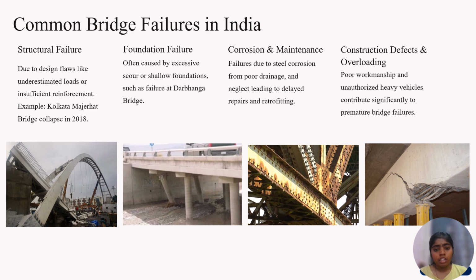Next we come to corrosion and maintenance. Failure due to steel corrosion from poor drainage and neglect, leading to delayed repairs and retrofitting. Corrosion and maintenance issues are most probably seen in truss bridges rather than other bridges, because steel is used in them. So corrosion and maintenance come up more there. Because of that, the bridge ultimately fails if there is no proper maintenance. Then construction defects and overloading: poor workmanship and unauthorized heavy vehicles contribute significantly to premature bridge failure. Yes, this also happens. When you observe a bridge very closely, you might see construction defects and overloading.